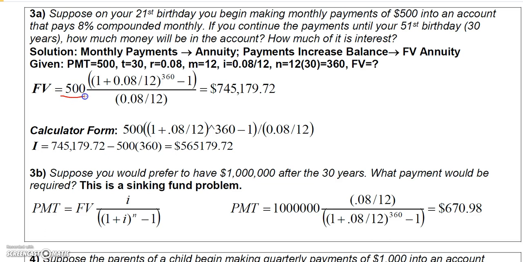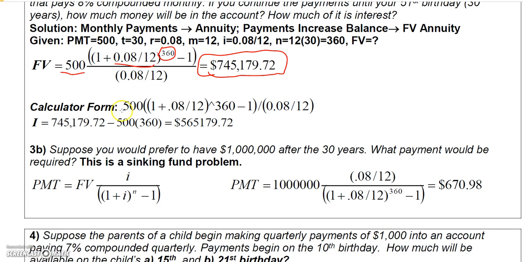The payment's $500, and then in the numerator you have 1 plus i. We know i is the rate, 0.08 divided by 12. And then N is 360 because you're going to do this for 30 years monthly, so 30 times 12 is 360, and then minus 1, and then of course you also divide by i, 0.08 over 12. And so I got $745,179.72 there.